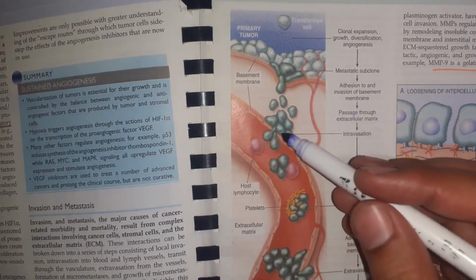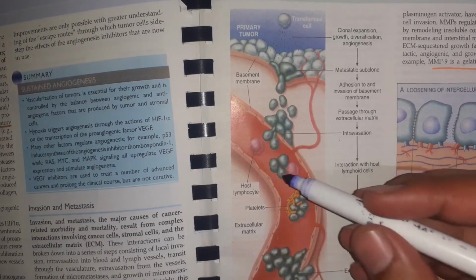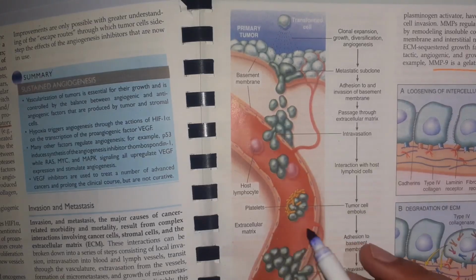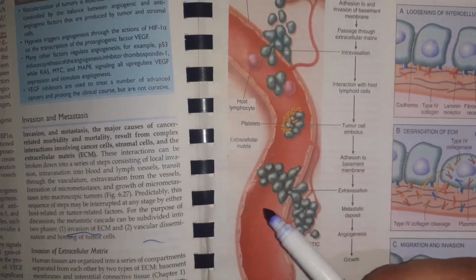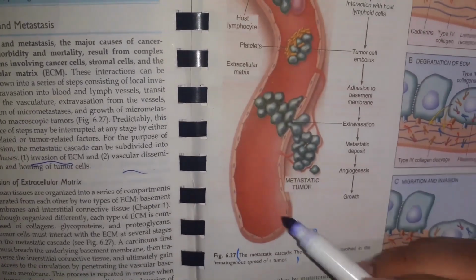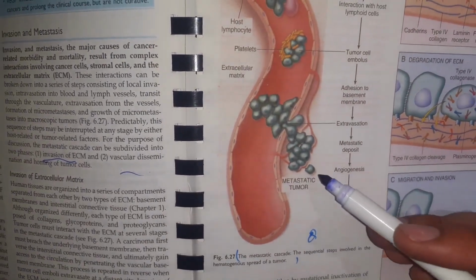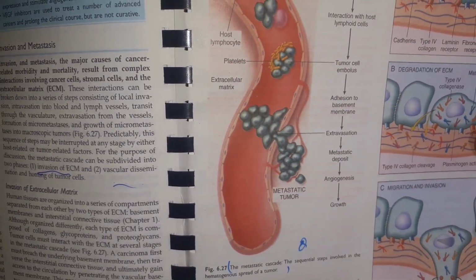It then invades the blood vessel wall, enters into blood, and it can travel as single cells, or it can form a kind of embolus. Then it moves on here. Then it shows the process of extravasation, and after extravasation, it can form a metastatic tumor deposit at the distant site. So this is basically the process of invasion and metastasis.